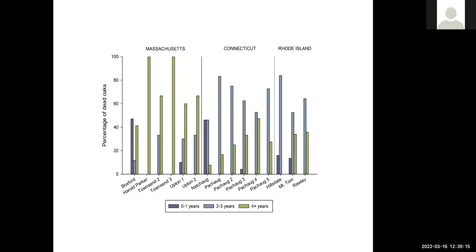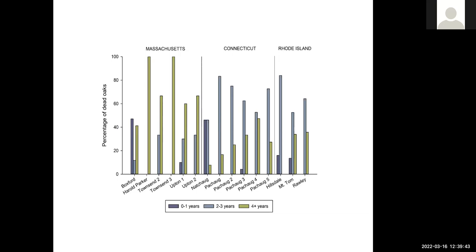So why this is important is, you can see in Massachusetts, so this graph, these are just our sites down here, the vertical bars break up the states. This will be the setup for a couple figures. And then the percentage of dead oaks is on the Y. And so you can see in Massachusetts, the majority of the tree mortality that we were recording was 4+ years old. Some of that was much older too.